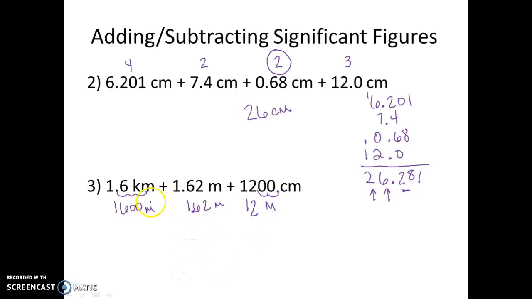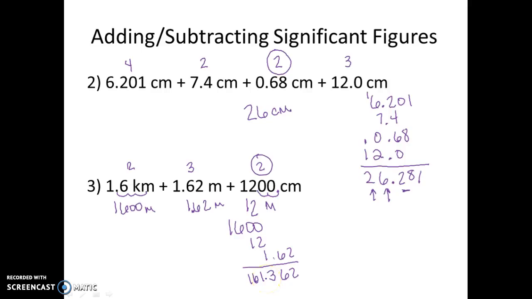Okay, so now we have our new numbers. We still only have 2 here, we have 3 here, and we only have 2 here. So that means our final answer can only have 2. So let's go ahead and write these down. We've got 1,600, we have 12, and we have 1.62. Now when we add these together, the 6 and the 2 drop down. We have 1 and 2 makes 3, 1, 6, and 1.